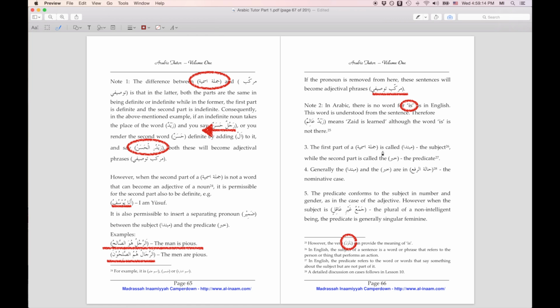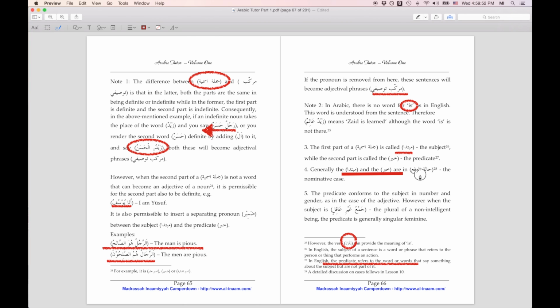Number 3. The first part of jumlatul ismiya is called mubtada, the subject. 26. In English, the subject of a sentence is a word or phrase that refers to the person or thing that performs an action. So mubtada is the subject, while the second part is called khabar, the predicate.